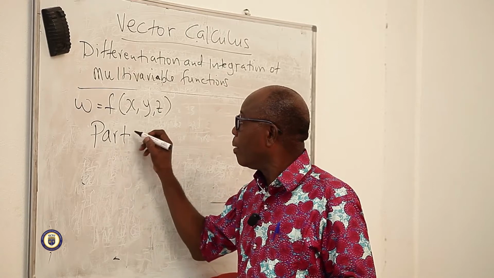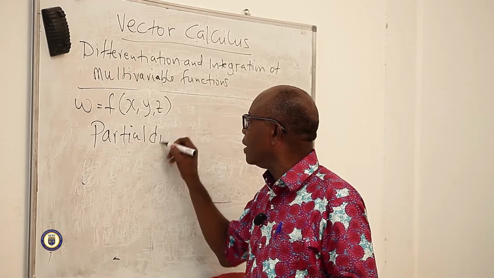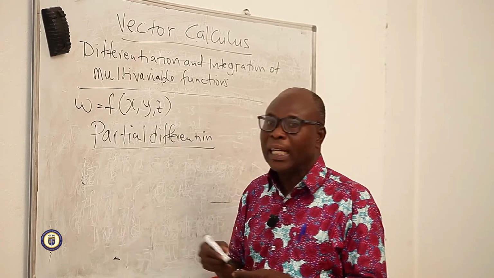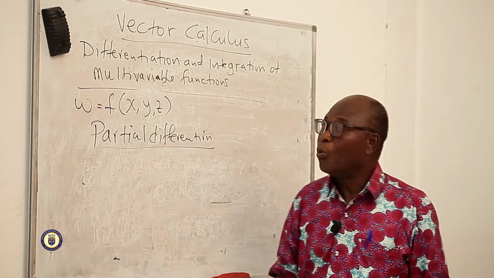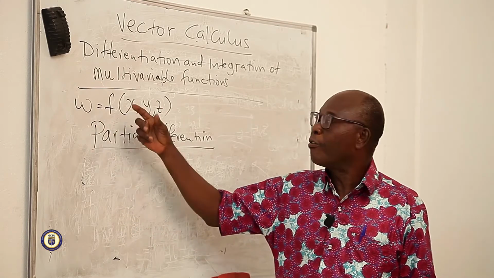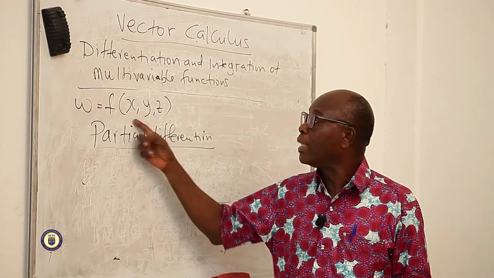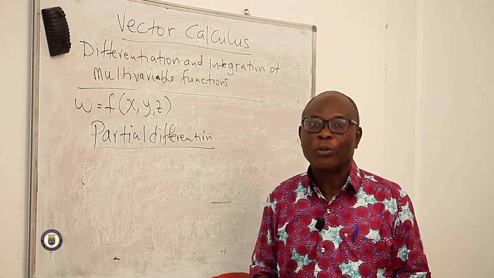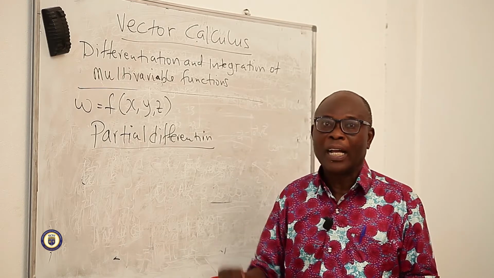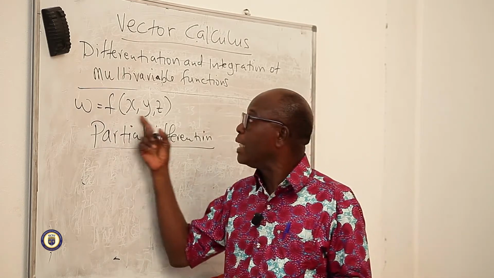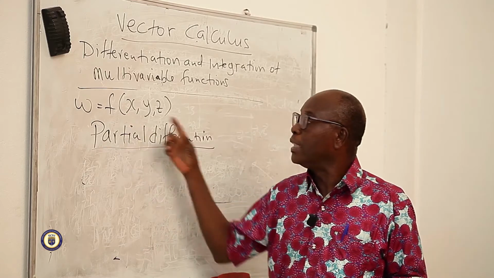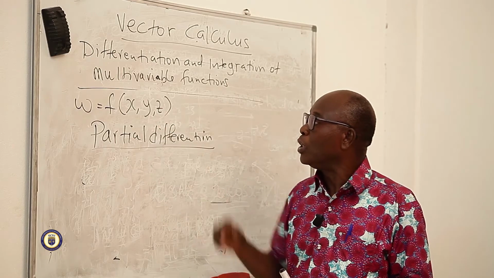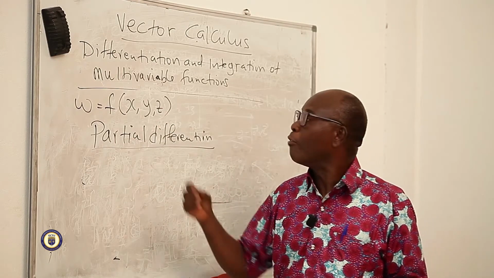Partial differentiation. In partial differentiation, like I said earlier, we differentiate the function with only one of the variables. In doing so, we keep the other two variables as constant, and we treat them as constant. So here, since we have a multivariable function which has three variables, we can differentiate for each of the variables.